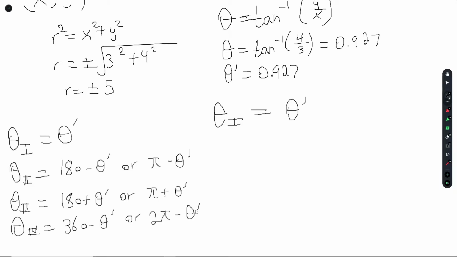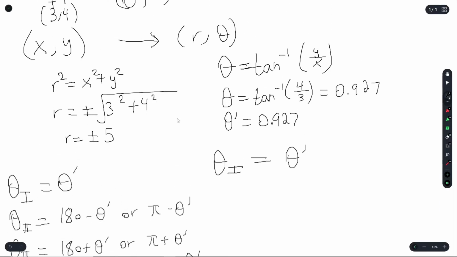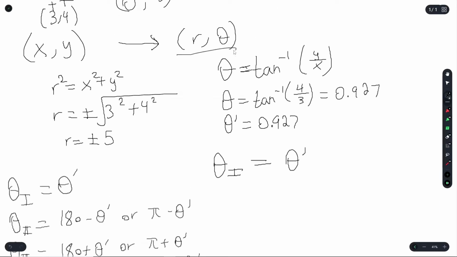Okay, back to our question again. So now we need to write the polar coordinates for the rectangular ones we just converted. Since we have two r values, the first r value is just 5, and that will just equal to our theta prime in quadrant 1, which is 0.927. So we can write it this way. This way is completely fine.